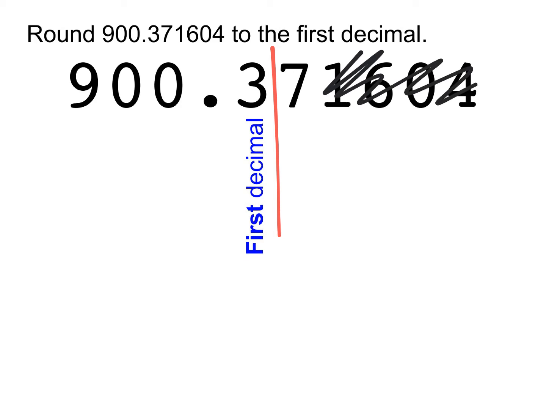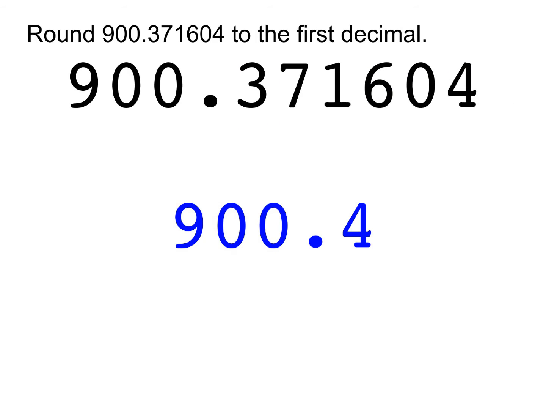And the rest of those numbers don't matter, they don't change anything, but that one, which in this case is the 7, that one does matter. So, does the 7 tell us to leave the 3 alone, or to make it into a 4? Yeah, it's going to become the 4 there. Because this number here is 5 or more. Anytime that number is 5 or more, it tells us to round this number up. If it is between 0 and 4, it means leave it alone. So our final answer, you should be getting 900.4.